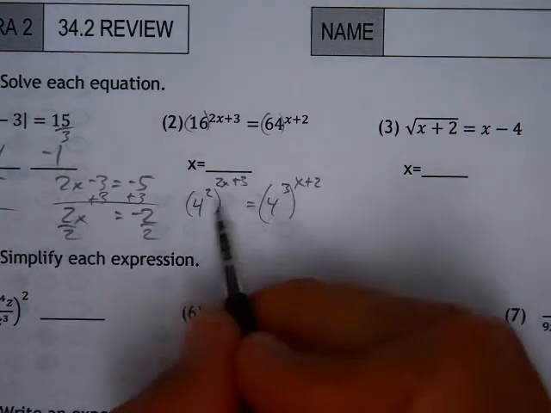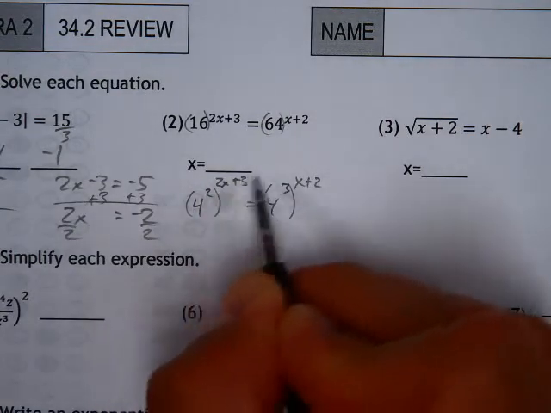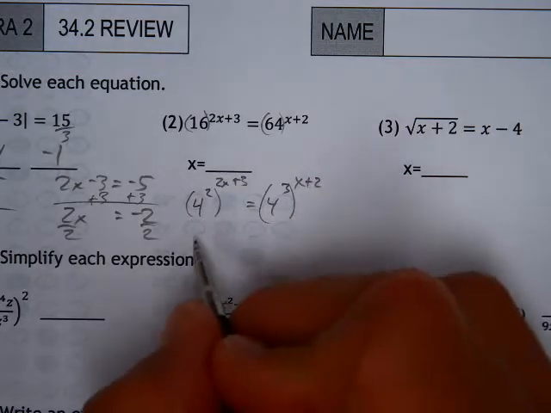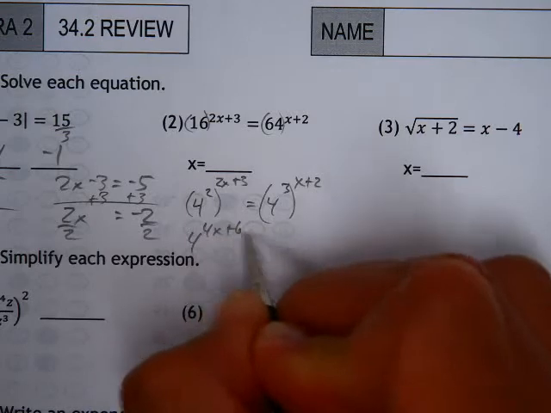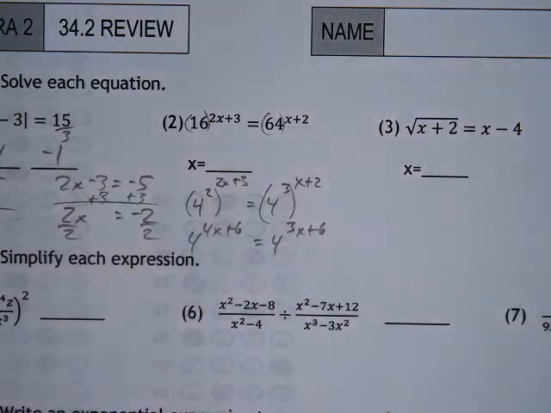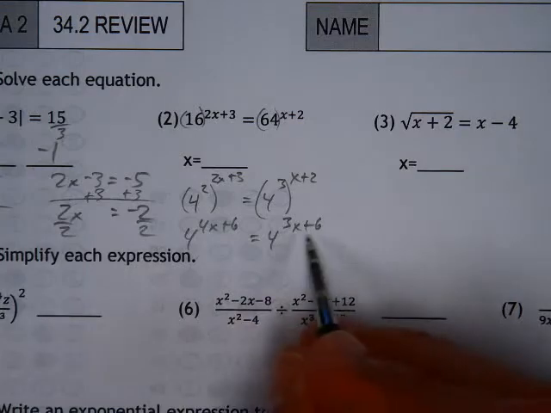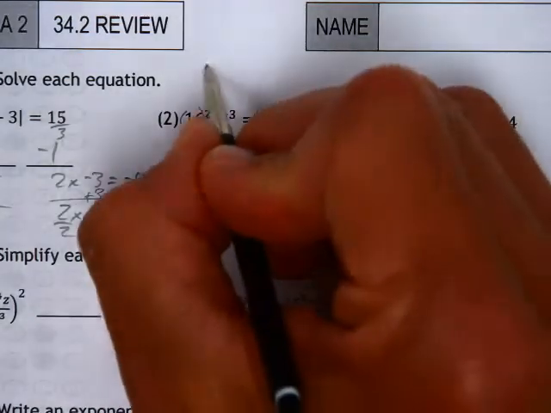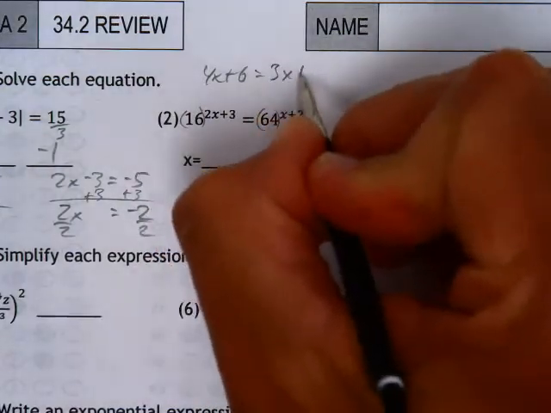Our bases are the same now. Once we remind ourselves that a power to another power means you're multiplying, so we're distributing that. So it would be 4 to the 4x plus 6 equals 4 to the 3x plus 6. Now, I have an idea what's going to happen there. You get rid of the 4's, and we basically have 4x plus 6 equals 3x plus 6.